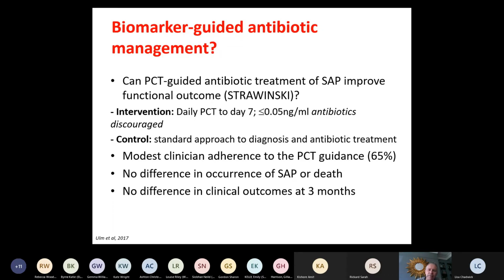And in fact, the only difference that they found was that more antibiotics were actually used in the group that were randomized to procalcitonin. So currently this is slightly disappointing, but it means that there certainly isn't a role for procalcitonin in diagnosing pneumonia and initiating antibiotics. So next slide, please.